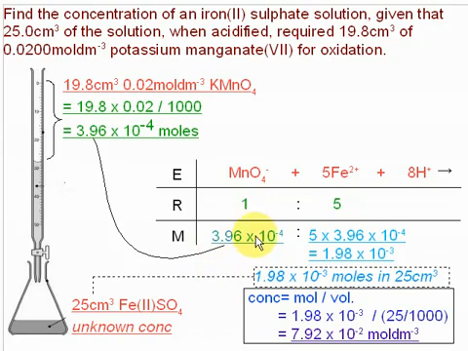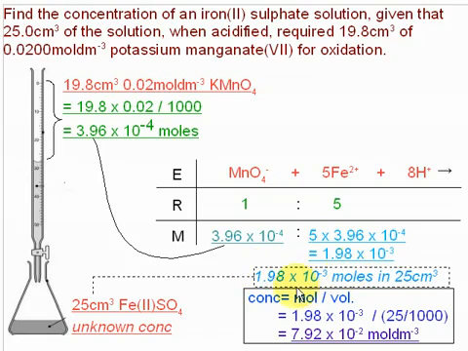Okay, now we can work out the amount, the number of moles of manganate, using the volume and the concentration. We take the volume, multiply that by the concentration, divide by 1000, and this will give the amount, the number of moles of the manganate. I'm then going to multiply that by 5 to give the amount of Fe2+.